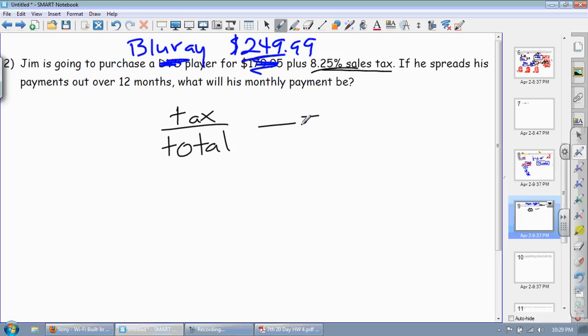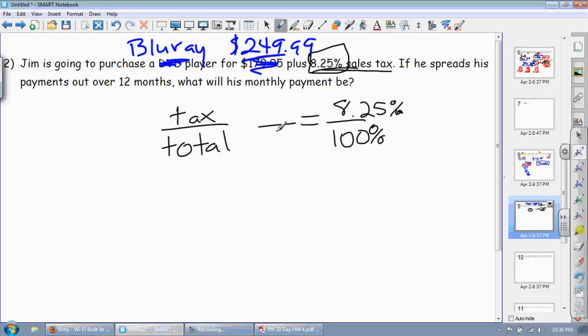Since we know it's percents, we've got 100% as the total. 8.25%. Remember yesterday I said it was always going to be 8.125? Well, I forgot that they changed the tax rate a long time ago. The tax rate in Texas is actually 8.25, so disregard what I said. I can put whatever number they want as the sales tax percent.